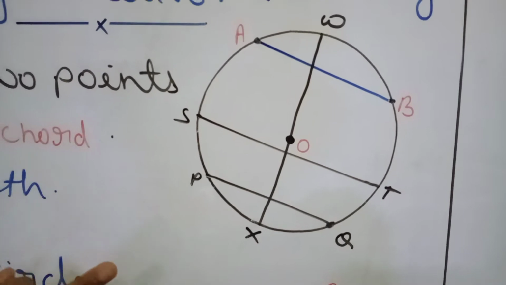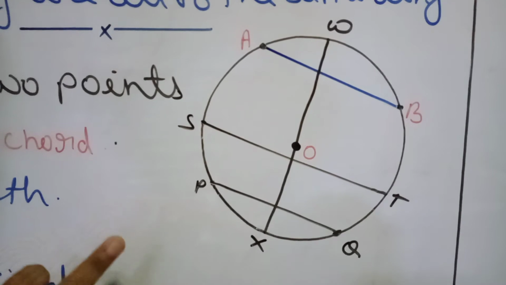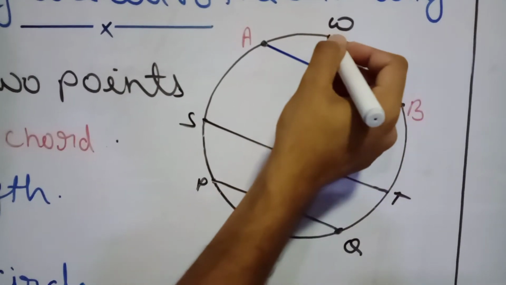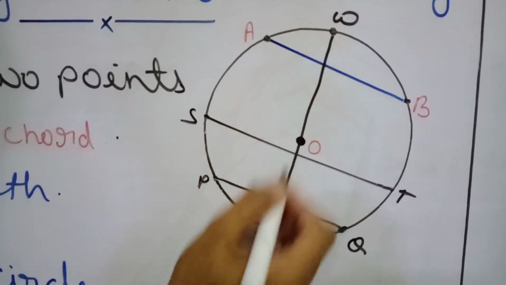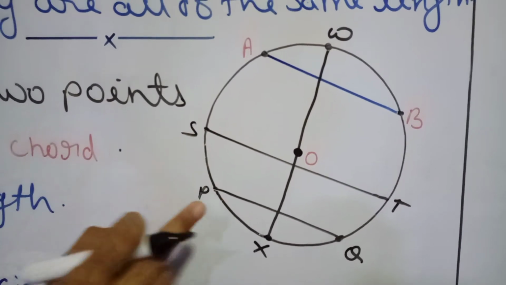The only criterion is that the line should join any 2 points on the circle. So here we fulfill our requirement. Here we have points W and X. This WX segment joins the 2 points on the circle, so that is the chord.